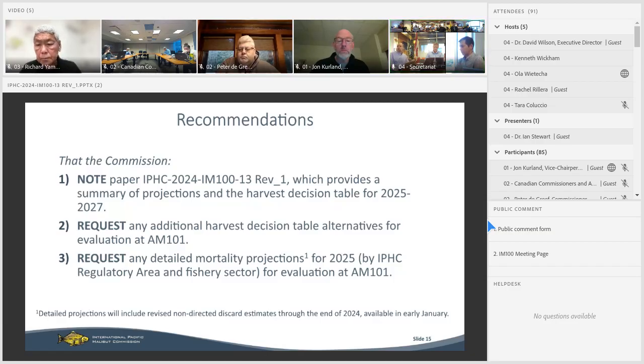So the recommendations for this presentation are to note this paper, and should the commission want to see any additional harvest decision table alternatives presented at the AM, we can easily add those for that meeting. In addition, after the beginning of January, when we get the updated estimates of non-directed discard mortality, we will be able to produce detailed mortality projections, breaking the projected mortality down to individual IPHC regulatory areas and fishery sectors based on the catch sharing plans and agreements that are in place. Those can be produced at any time leading up to or during the annual meeting. And that concludes this presentation.